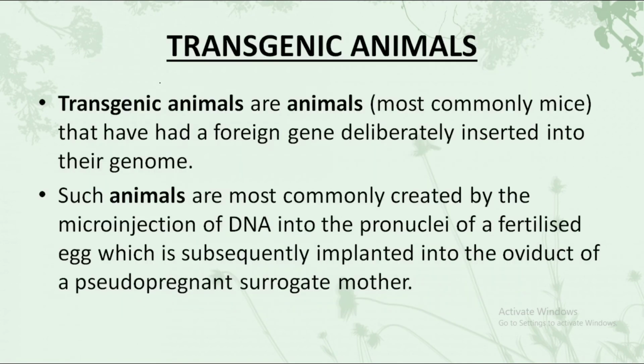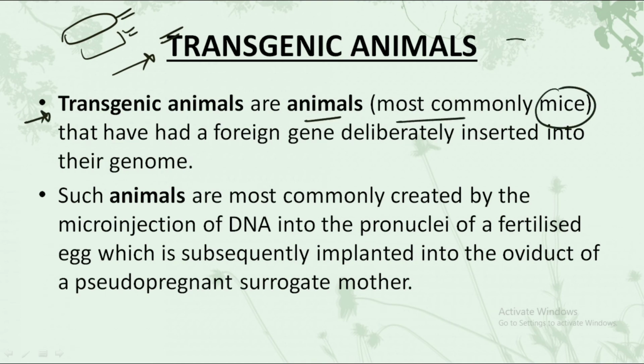So let's talk about transgenic animals now. We have discussed the various methods of transgenic organism production. We discussed transgenic plants. So now the last topic is transgenic animals. Transgenic animals are most commonly mice. The most common transgenic animal seen is the mouse that has been given a foreign gene deliberately inserted into its genome.